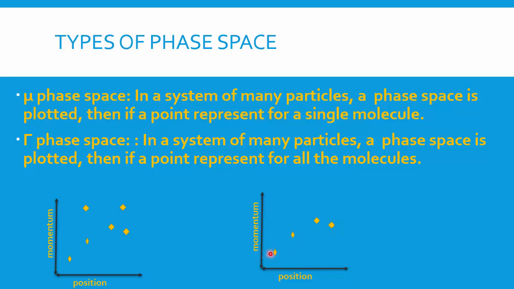So this point basically means, for a given time, the average or mean value of all the particles present in the system. Second point, this is for another time, but this point gives you information about position and momentum for all the molecules present in the container. So that is called the gamma phase space.